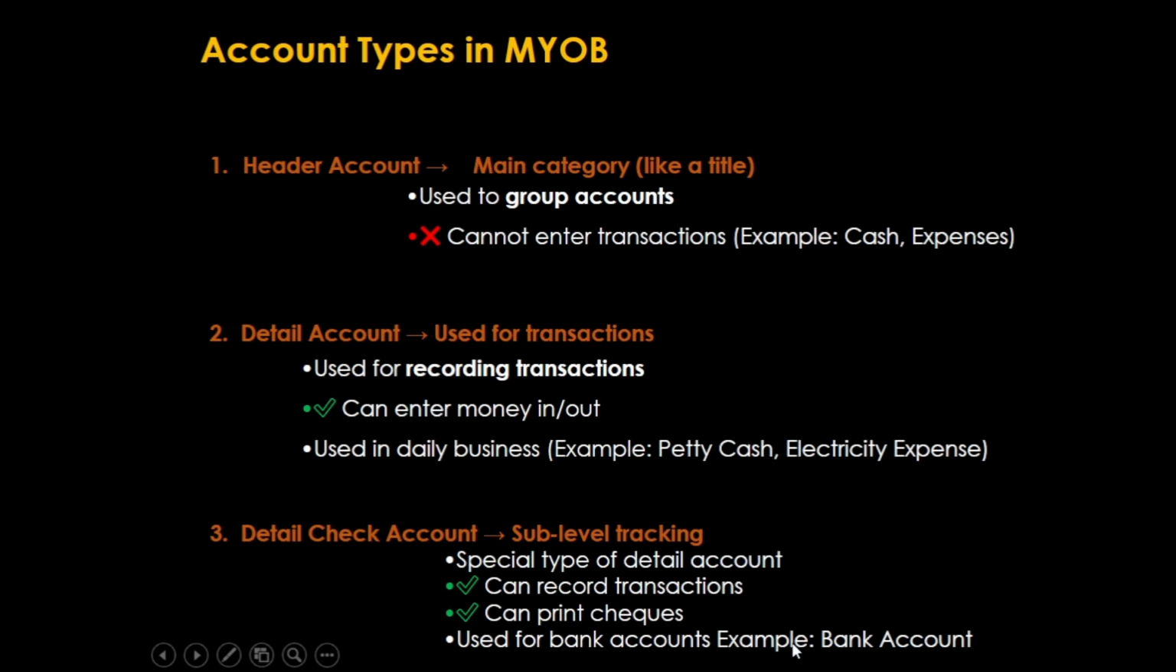We can print check here, right? Now we have talked about account types. You can easily identify the main types: header, detail, and detail check. It's like a title, and with the detail account we can add transactions, and with the detail check account we can use it for cash and bank. Here we can record transactions for both bank and cash. All the other transactions are recorded in the detail account, right?